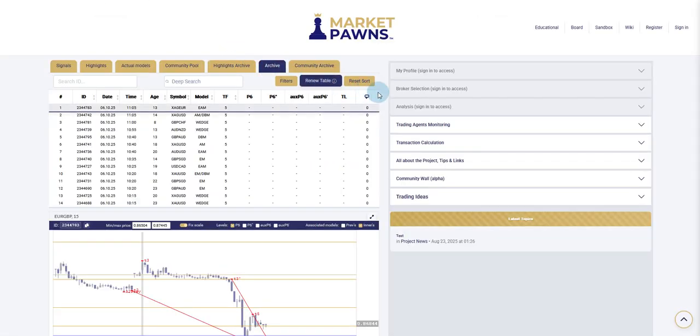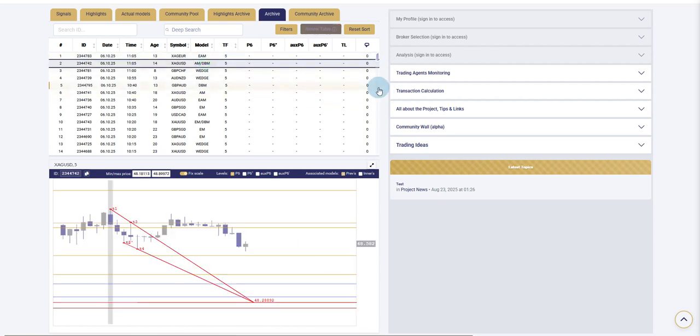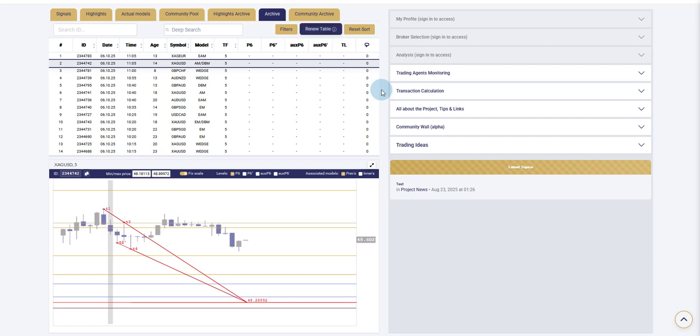Let's head over to the Archive tab on Marketpawns, where every model type is showcased. Model type is shown in the Model column. UMG algorithms use specific sequences of high and low bars to identify and build these models. The highs and lows used for drawing models' lines are called touches. Touches, along with other highs and lows selected by algorithms, are included in the broader concept of model points. Points and touches share a common numbering system. For example, touch 1 and point 1 are the same thing. However, some points are not touches, like point 6, for example.